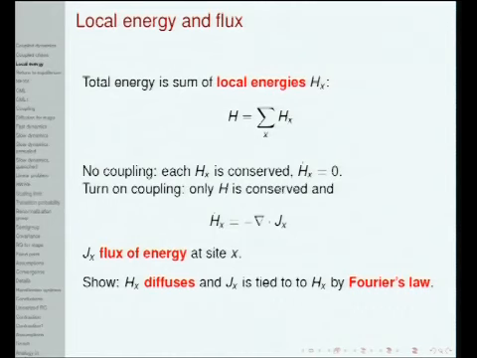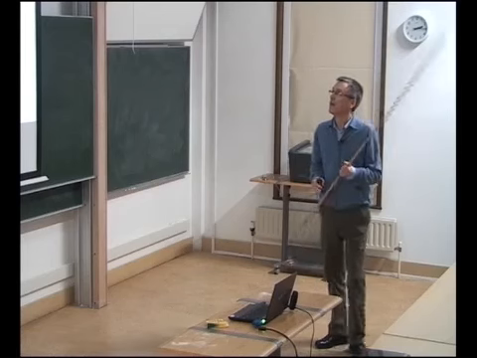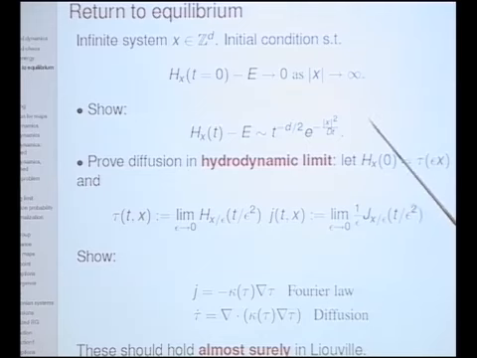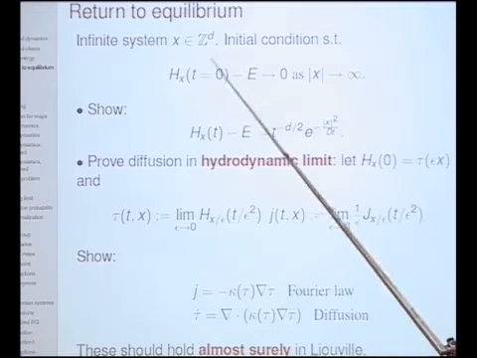In that model and in the whole class of things which we are thinking about, the total energy is the sum of local energies. Each of them is conserved if you have no coupling, and once you turn on the coupling, they are not conserved anymore. The time derivative of the local energy will be the divergence of a current, the microscopic energy current, heat current if you wish. So there's a flux of energy at each site, and what you would like to show is that this equation, at the end of the day, even if it doesn't look like that, is like a heat equation, and this current is tied to the energy by something called the Fourier law.